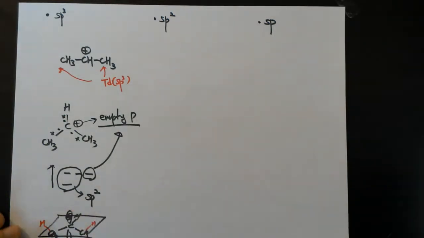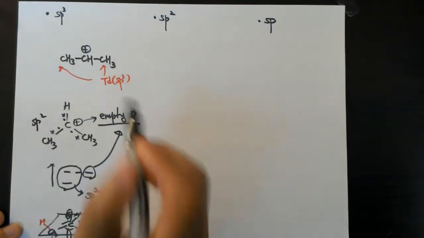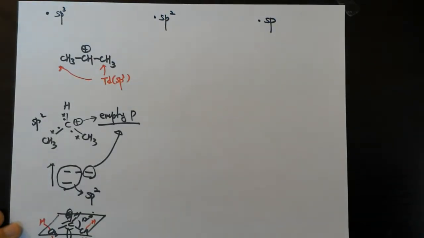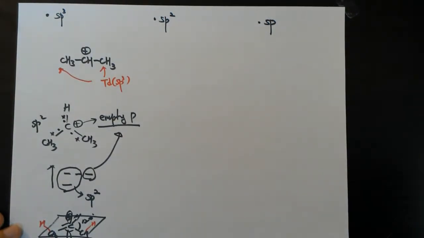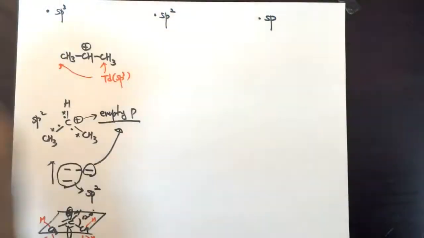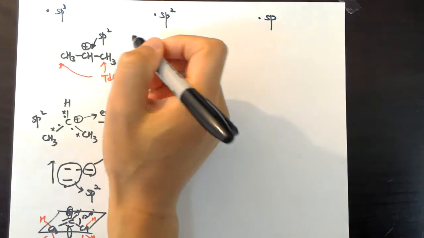So around the positive carbon, it's flat. The angle is roughly here 120, and the hybridization for this carbon is sp2. So when you look at this molecule, oh, I have 3 bondings, no lone pairs, so sp2. You need 3 orbitals.